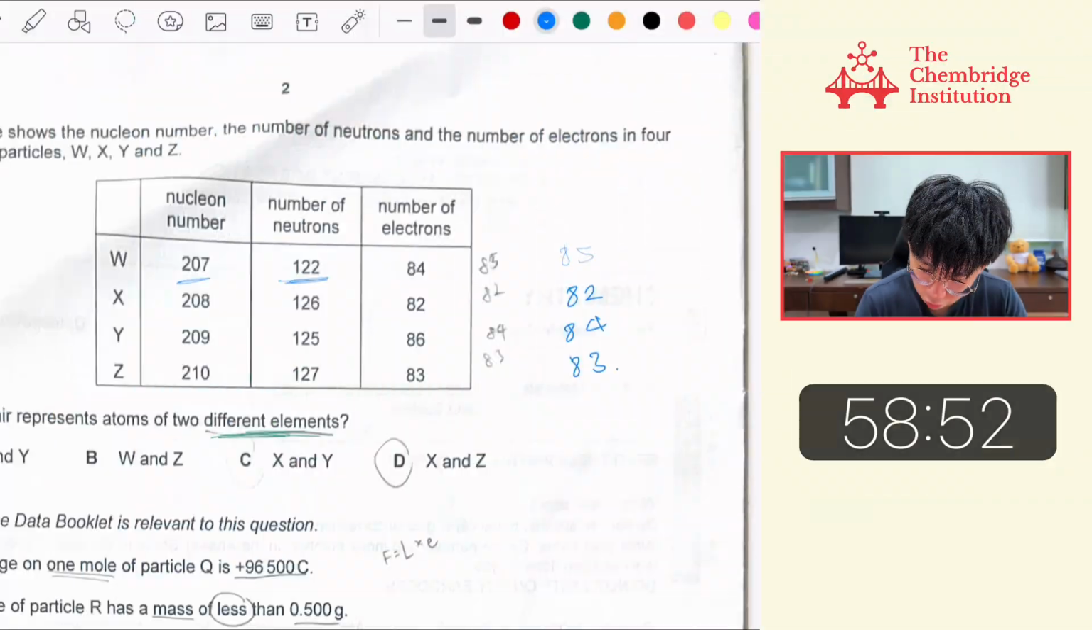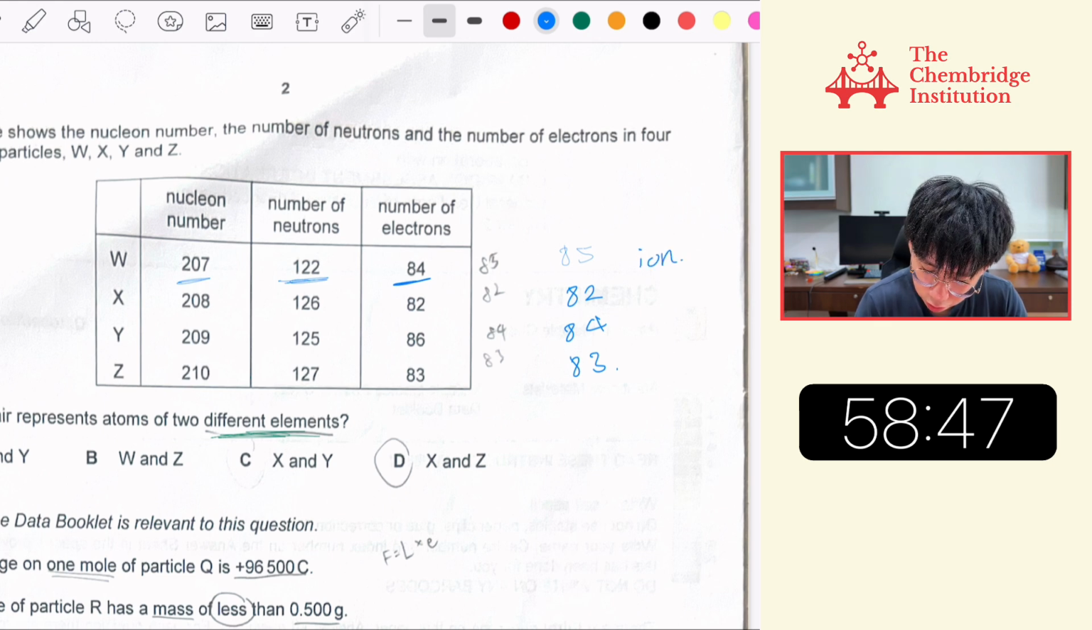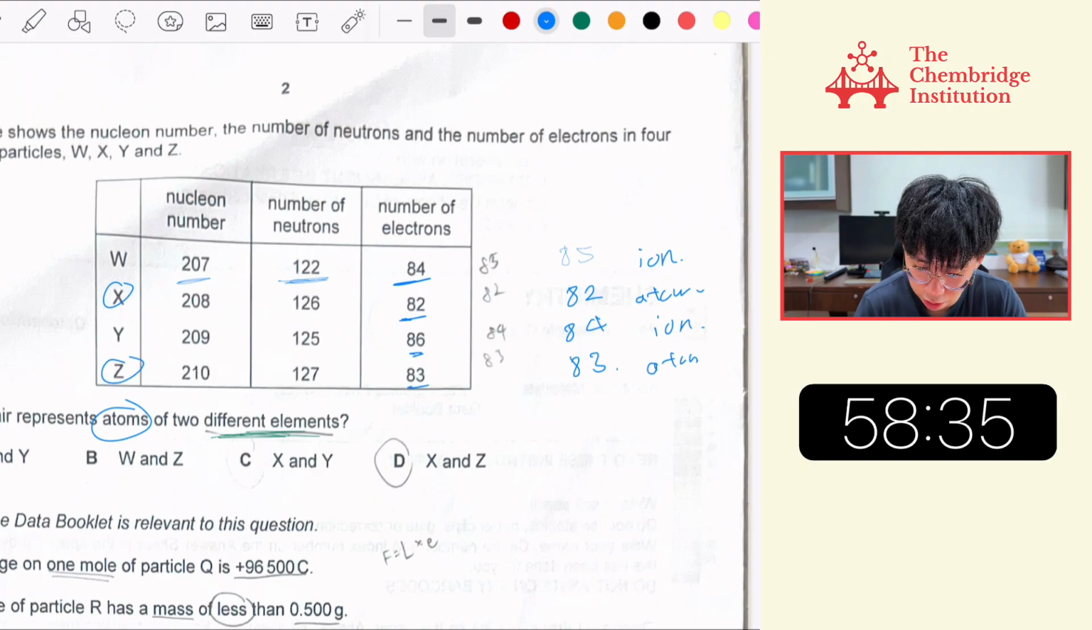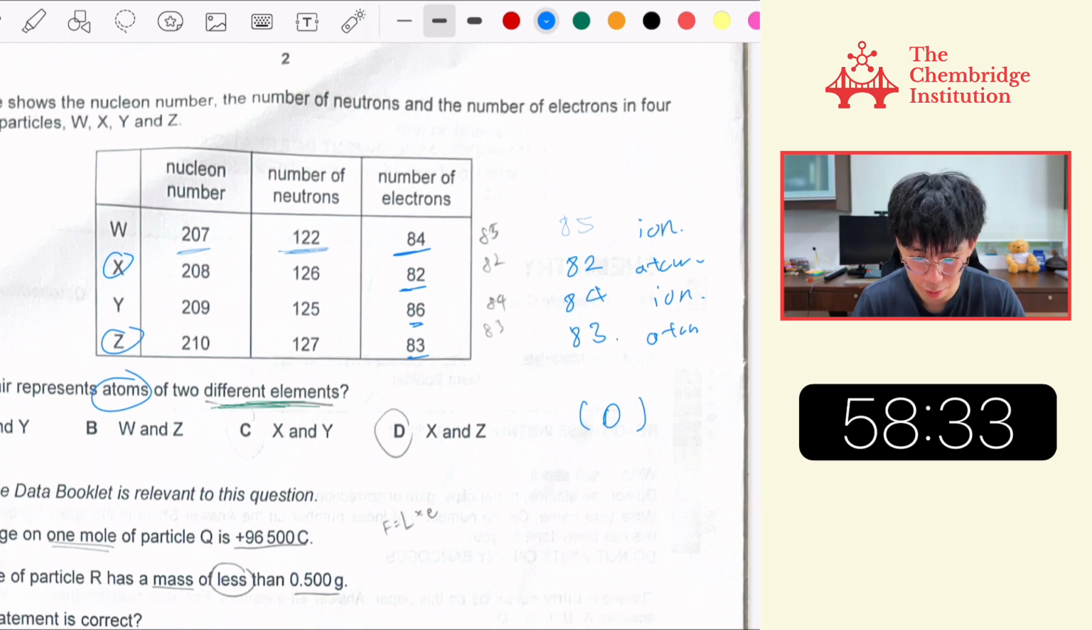But if you look at the number of electrons, it's 84. This seems to be an ion. This seems to be an atom. Because they're looking for atoms. And then this is an ion, and then this is an atom. So I'll probably have to pick X and Z. Oh, there you go. So the answer is D over here. A bit rough start.